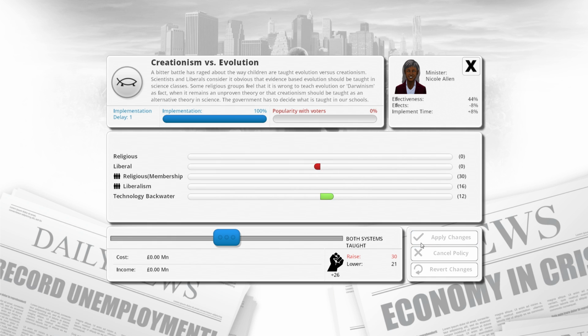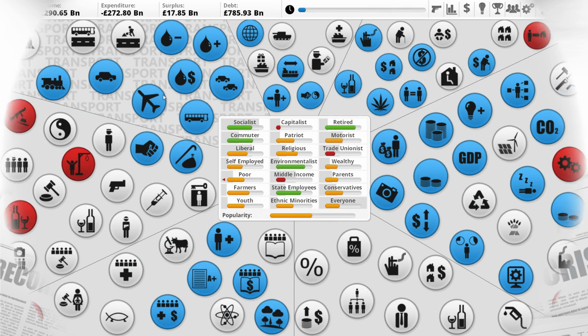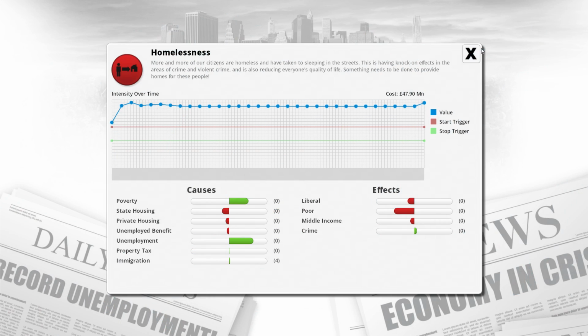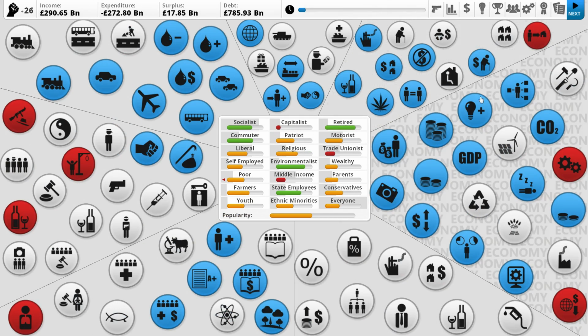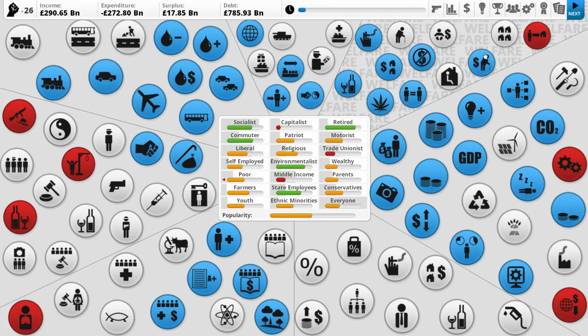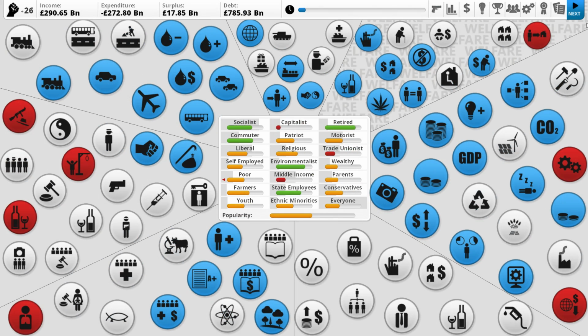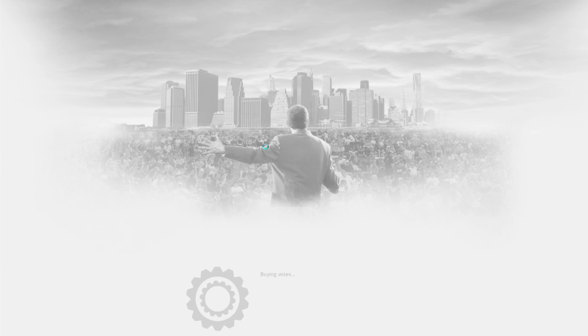Oh, and we have insufficient political capital. Now you can partially save your political capital. Not everything will be used in the next turn, so I leave it all and see how much we can keep for the next turn. State housing. Our retirement is 45 billion a quarter. Ooh, that's a lot of money. Let's go to the next turn.